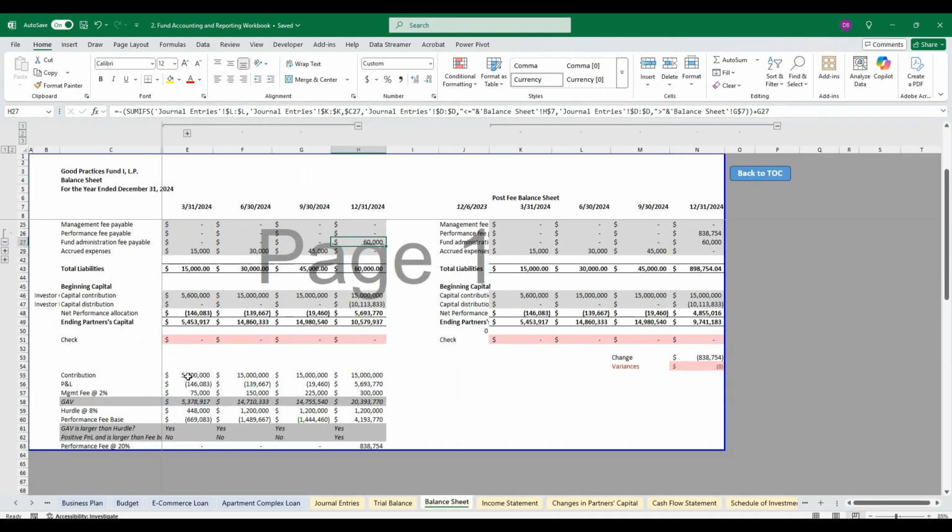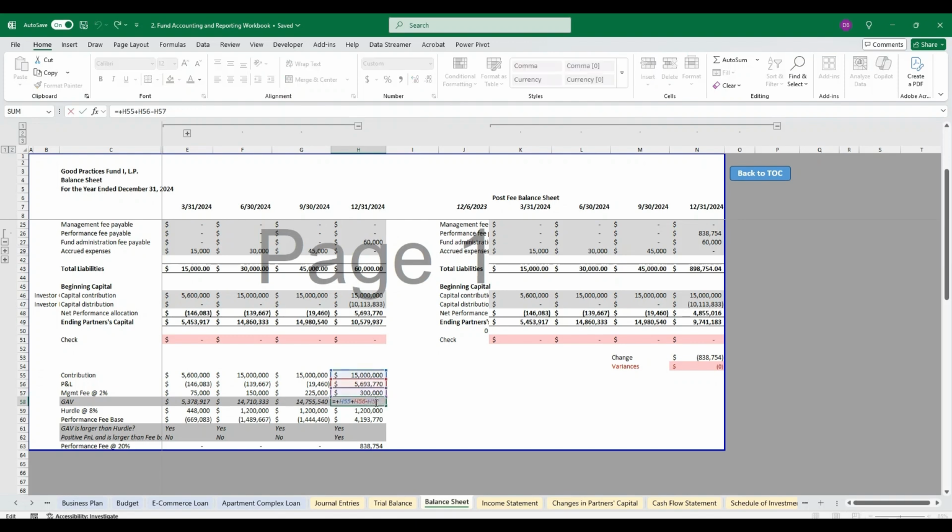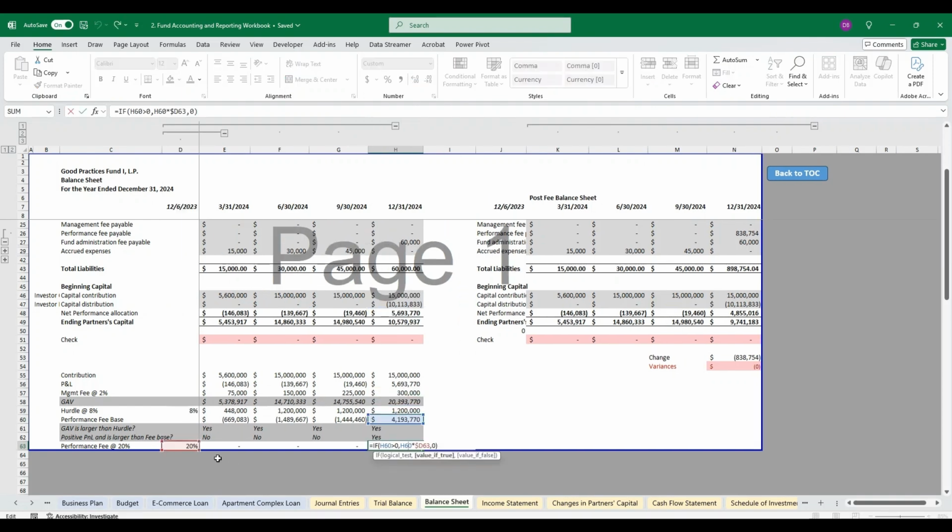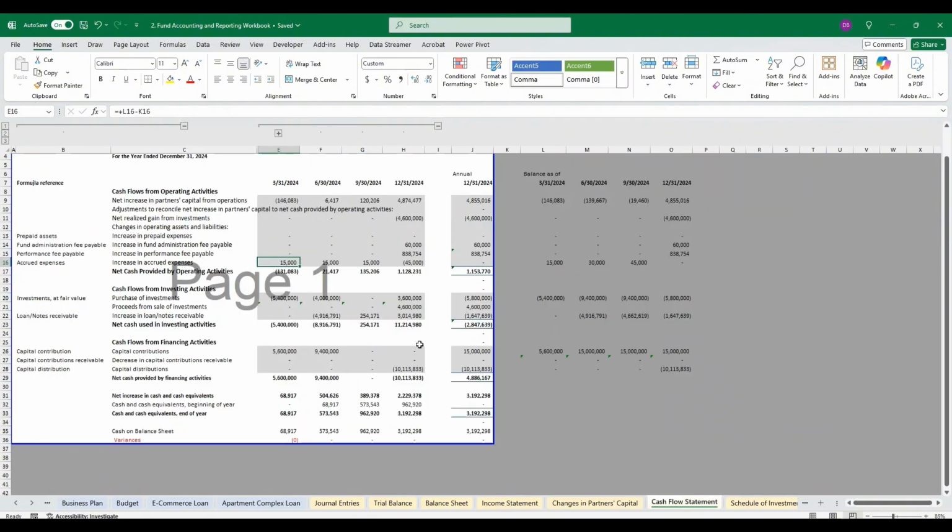This is a reconciliation table down below to calculate the performance fee in a simple way. We have the contribution, P&L. So first of all, we calculate our GAAP. GAAP is the contribution plus the P&L and plus the 2% management fee. Then we have our hurdle here, 8%. And this is our performance base. This is 20% of the performance base. So this is the number we calculated from our other model as well. And in our cash flow, we set this up as a payable.